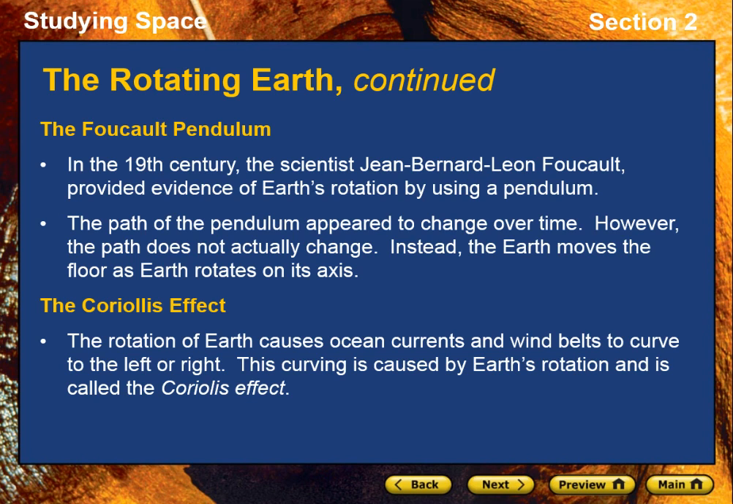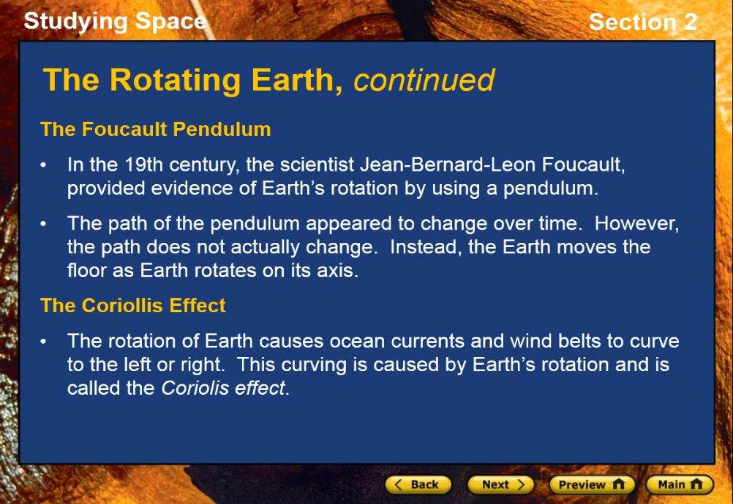Throughout the day, the bob would swing back and forth. The path of the pendulum appeared to change over time. However, it was the floor that was moving while the pendulum's path stayed constant. Because the floor was attached to Earth, one can conclude that Earth rotates. A Foucault pendulum is shown in your textbook.